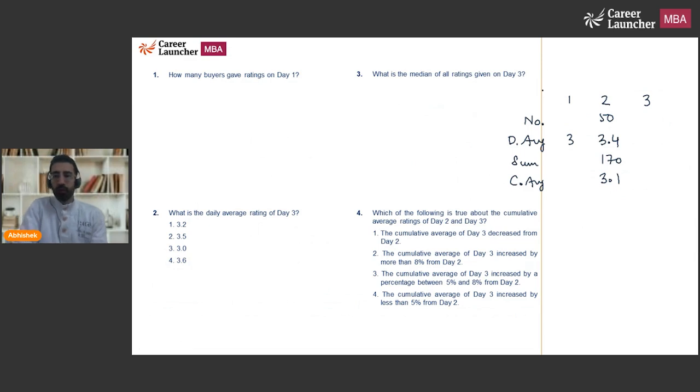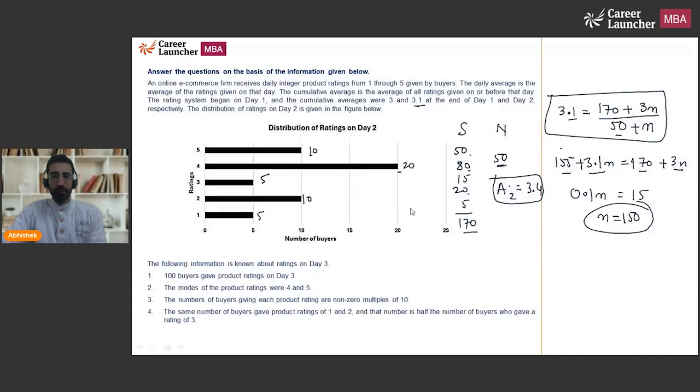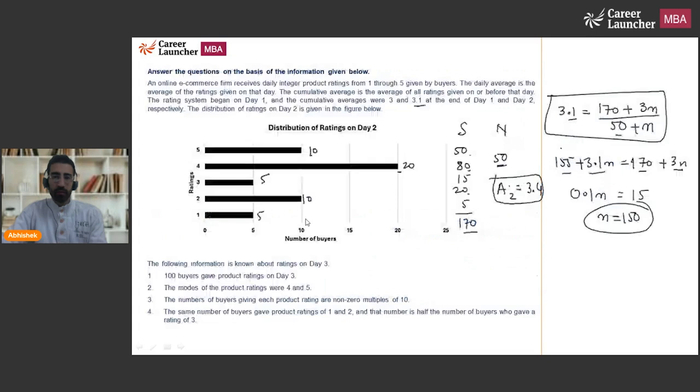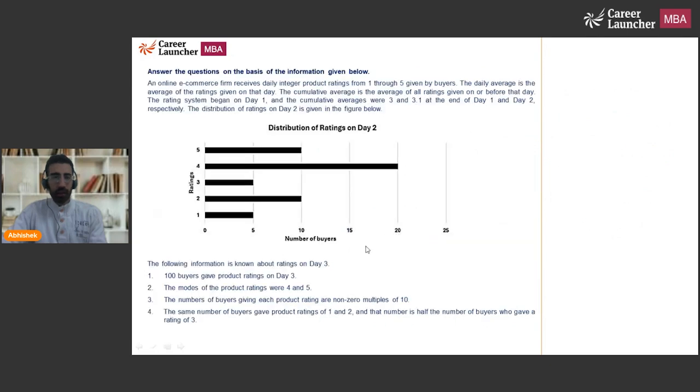That is also one of our questions, so that's done. 150, 450. Cumulative average, of course, was 3. No big deal. And if you want to solve all the questions, then except for the first question, we would need to solve for day 3 as well. So let's get rid of all this data because it's not required. What does the day 3 information tell us? That 100 buyers gave product ratings on day 3.